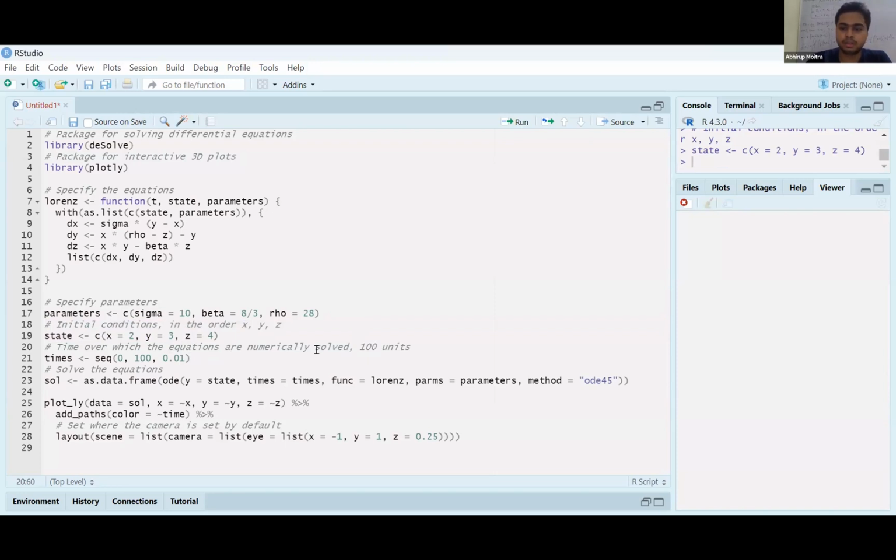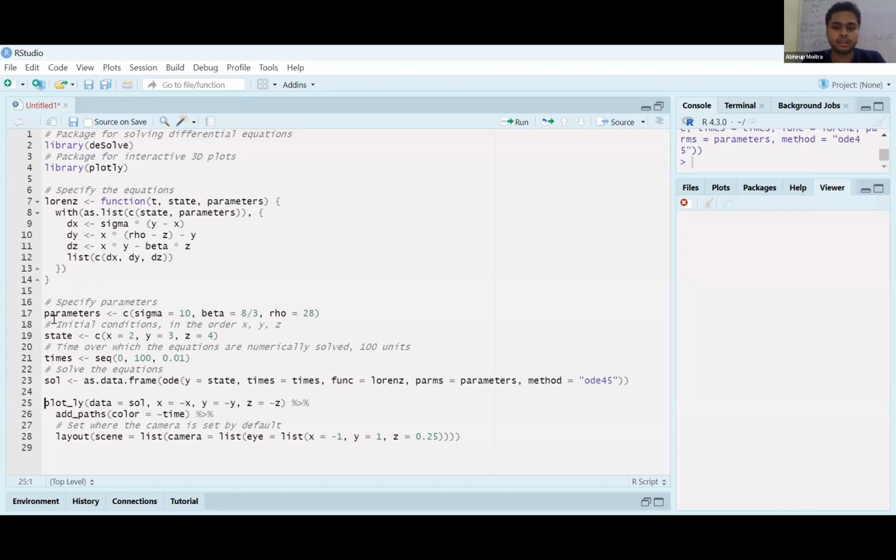We'll solve, so you can see this solve. This solve is basically nothing but the data frame that contains a numerical solution. So let me run this code. Yeah, and now we want to plot the approximate solution.